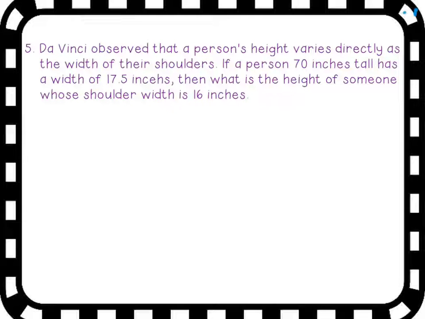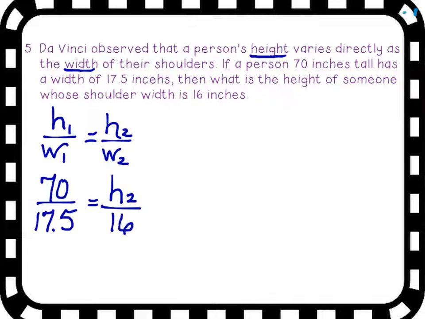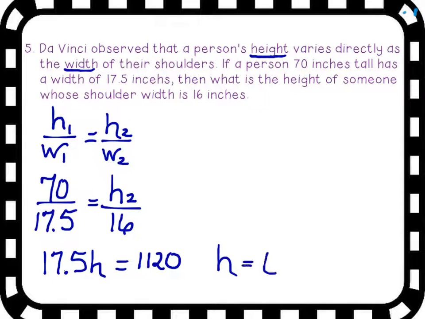So, again, the height varies directly. So height comes first, so that takes the place of y. And so my ratio is going to be h over w. And again, this constant of variation has to be the same no matter what the numbers are. So if you're missing a number, you can just solve it like an equation. So here our cross products are going to be 17.5 times h is equal to 1,120. Divide both sides by 17.5, you get 64 inches.